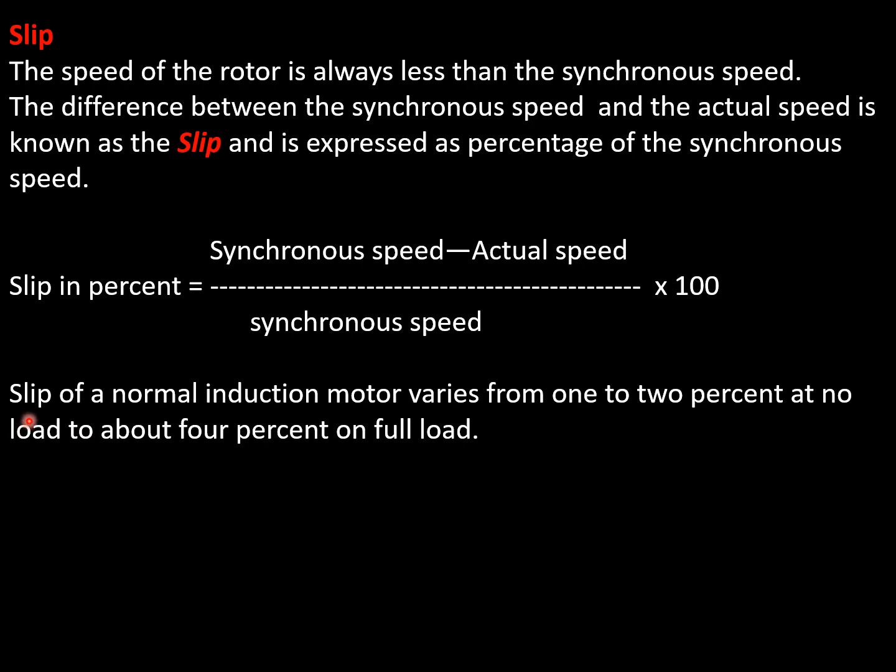Slip of a normal induction motor varies from 1 to 2% at no load to about 4% at full load. When the induction motor is not having load, the slip is less and it goes on increasing according to the load put on the induction motor.